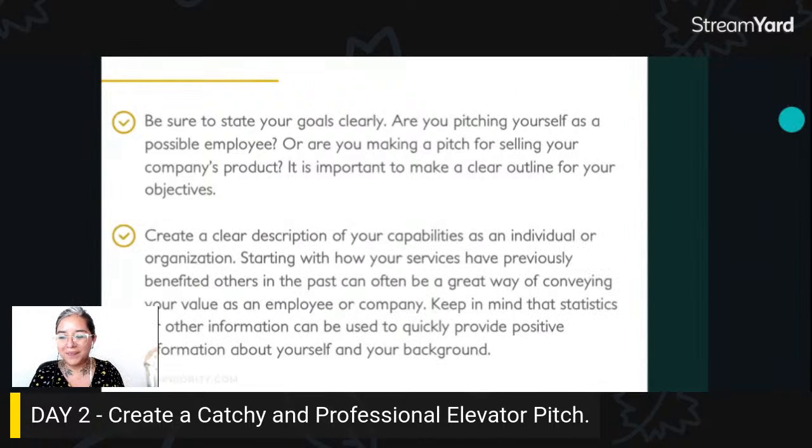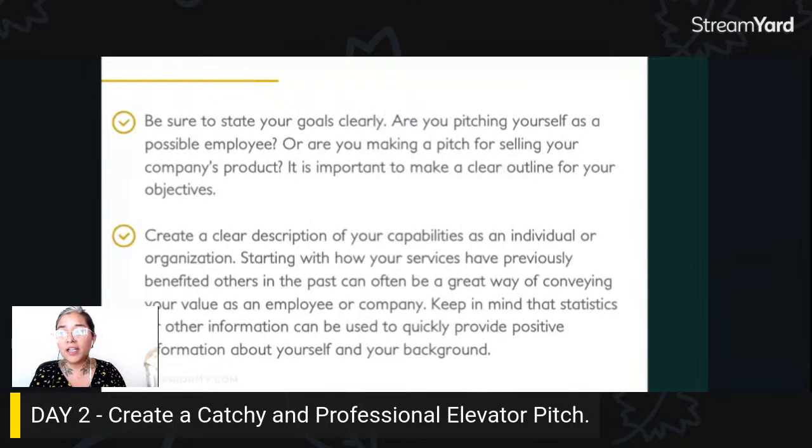Then we have to create a clear description of your capabilities as an individual or organization. Okay, so as a person, as an individual, or as a company, what are your capabilities? Starting with how your services have previously benefited others in the past could be a great way of conveying the value that you have as an employee or as a company. And you have to keep in mind statistics or other information that can be used to provide positive information.